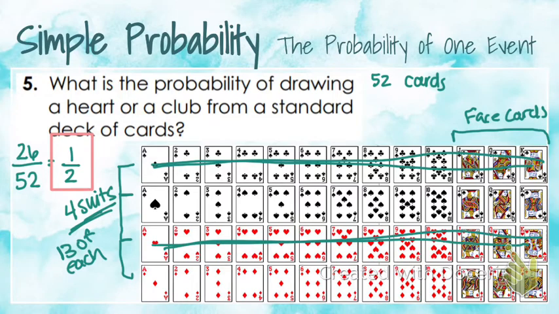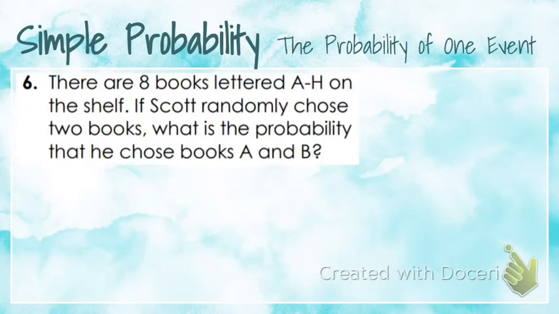Okay. The last one in this section, there are 8 books lettered A through H on the shelf. If Scott randomly chose 2 books, what is the probability that he chose books A and B? So it doesn't matter what order he chooses these books in, and an easy way to figure out how many total ways. So think about this. If we had done on the last assignment that we were doing, how many ways can Scott randomly choose 2 books from 8 books?